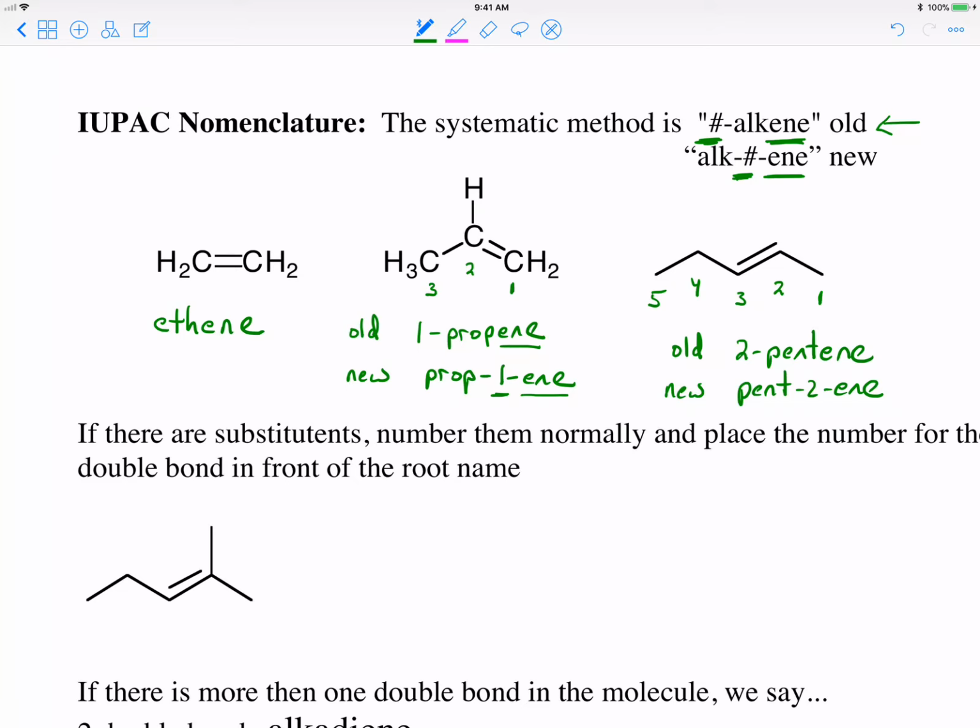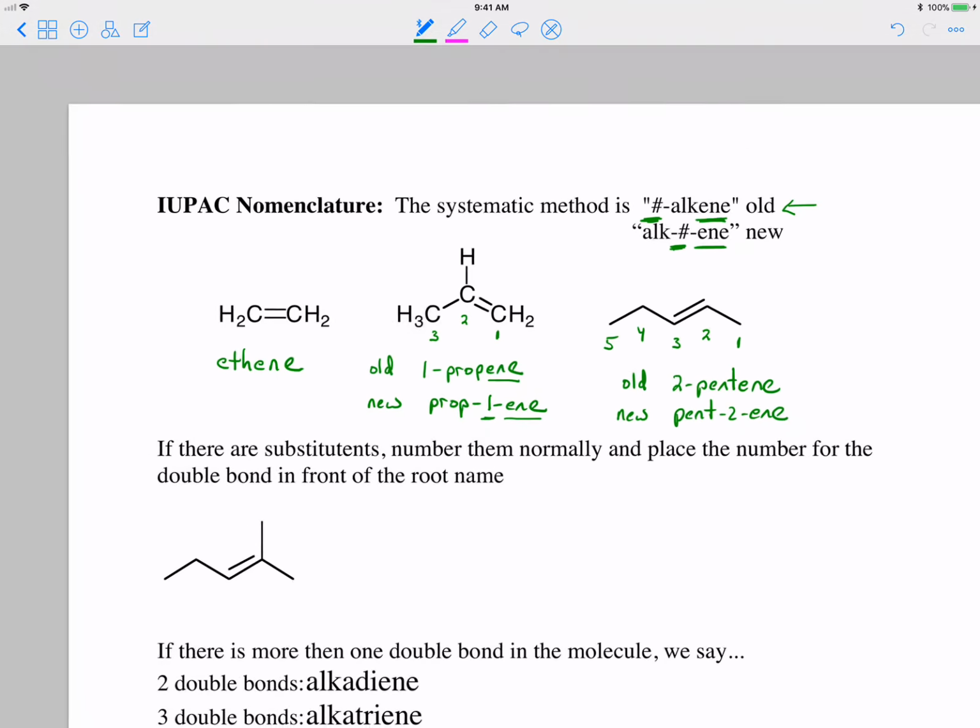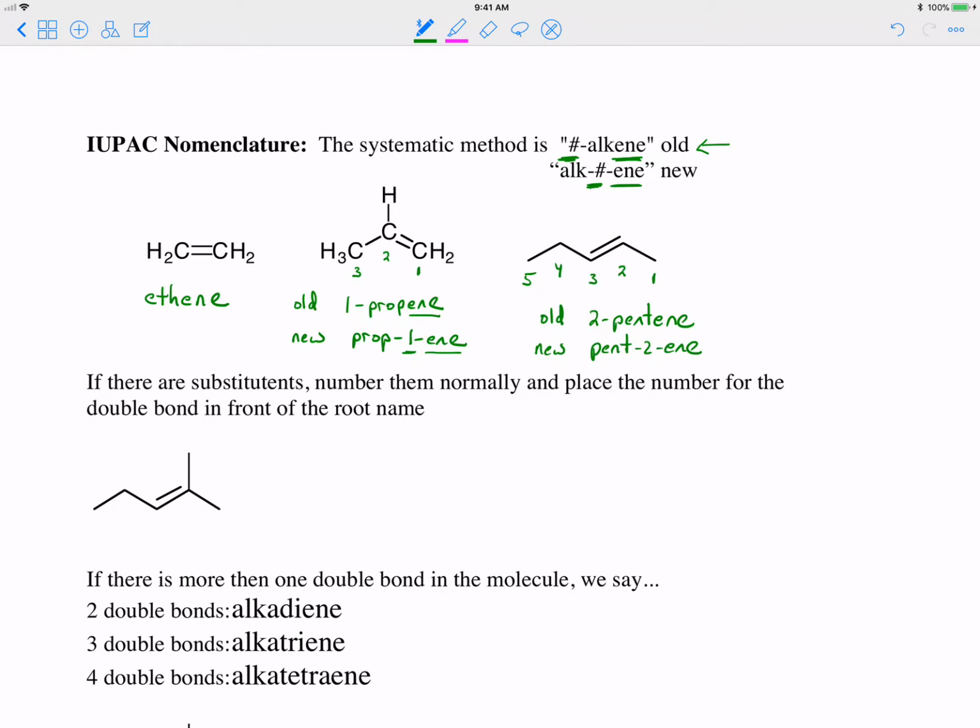Now, if there are substituents, let's go ahead and shrink this and get it in there. If there are substituents, you're going to number them normally. So, we find the end closest to the double bond. It doesn't matter whether we start at this carbon here or that carbon there because it's equal length. Again, you find the longest carbon chain that contains the double bond and you number it from the end closest to the double bond. So 1, 2, 3, 4, 5.